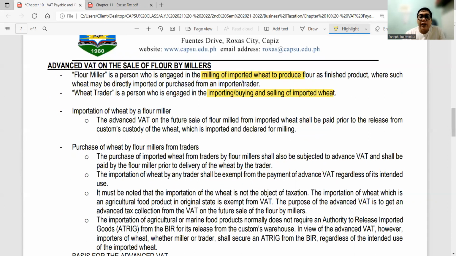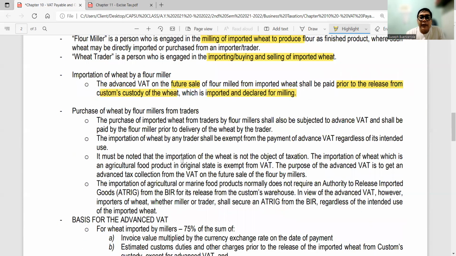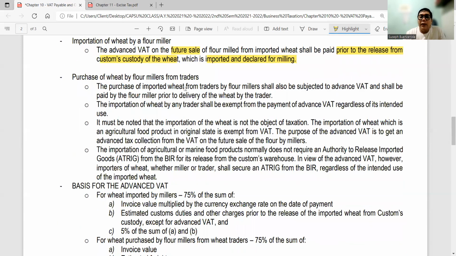So the advance VAT on the future sale, take note of that, future sale, ginatawag siyang advance VAT because it is not yet sold, but we are required to pay in advance. Of flour milled from imported wheat shall be paid prior to the release from the customs custody of wheat which is imported and declared for milling. So purchase of wheat by flour millers from traders. So the purchase of imported wheat from traders or flour millers shall also be subjected to advance VAT and shall be paid by the flour miller, ang nagagaling sang flour, before the delivery of the wheat by the trader.